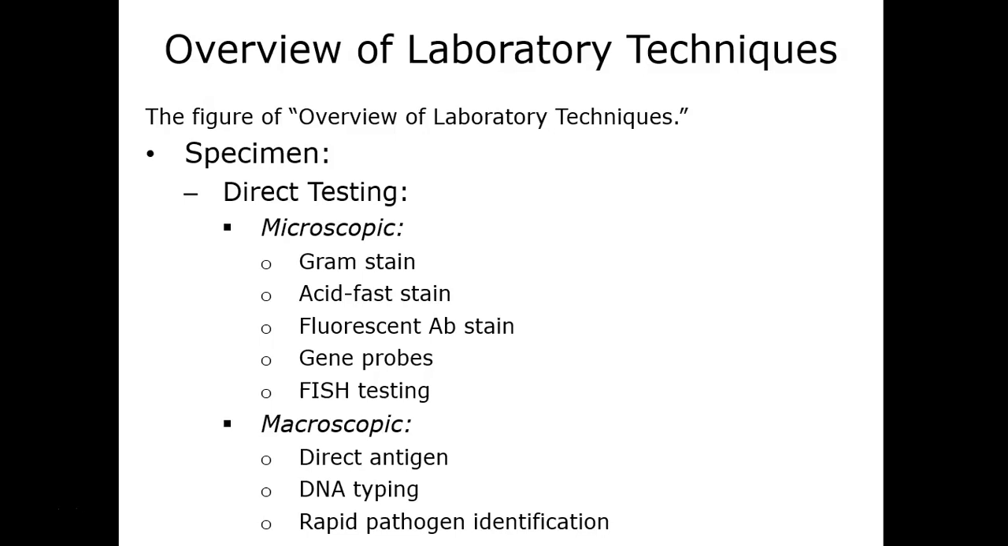The macroscopic side includes things like direct antigen testing. So looking for the ability of an antigen and antibody to adhere and come together, forming this kind of clumping reaction. We can type DNA, and we can also do a series of biochemical tests to identify a pathogen.